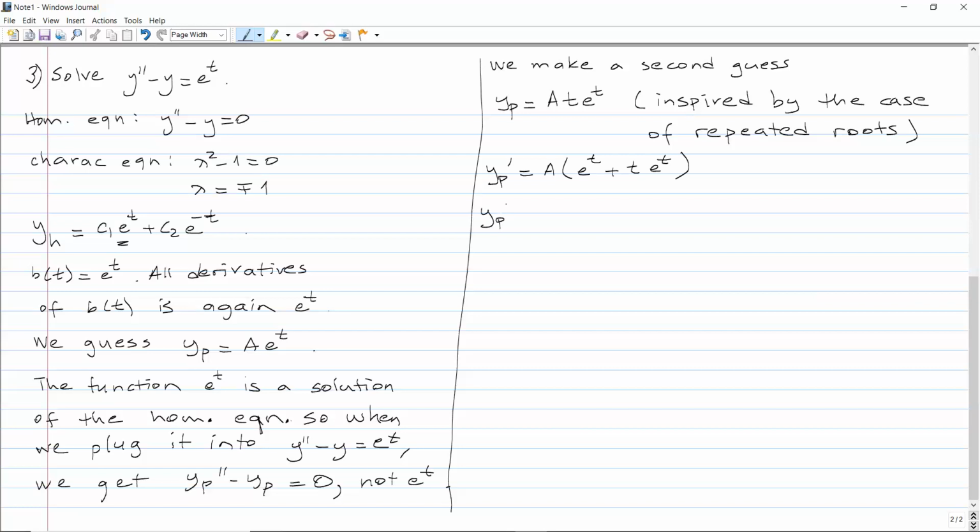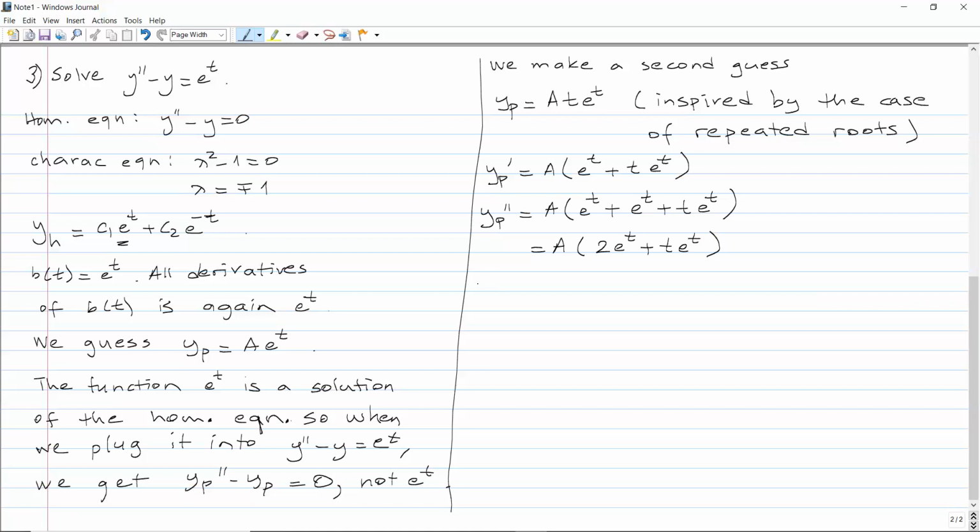So what is the second derivative? Again, a is constant. Derivative of e to the t is e to the t, plus derivative of t times e to the t, again I use the product rule. Derivative of t is 1 times e to the t plus t times derivative of e to the t, which is, again, e to the t. So the second derivative is the constant a times 2e to the t plus t e to the t.